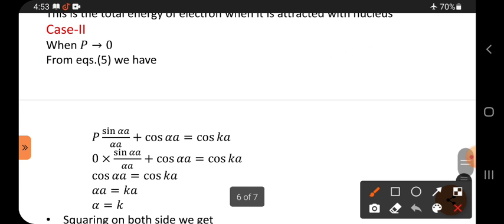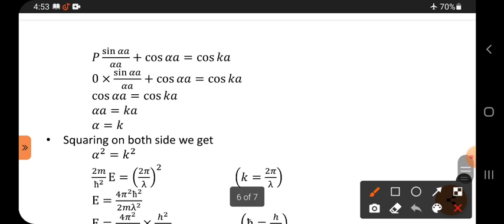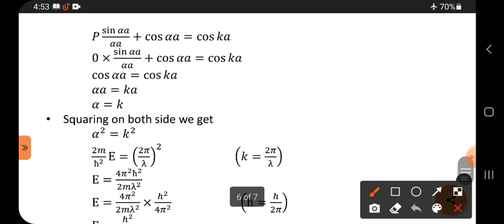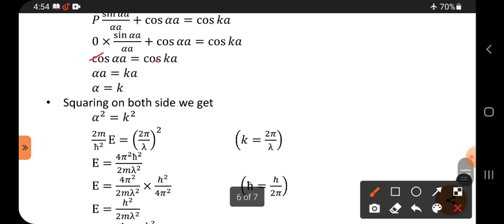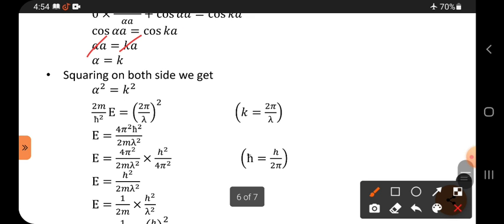Case 2, when p value tends to 0. So from equation 5, substitute p as 0. It is 0 into something, plus these two terms, so this term is totally 0. Why? Because 0 into some value is 0. Then these two are equal here, then both side cos are the same. Only when their angles are equal are the two cosines equal. That is why I equated their angles.